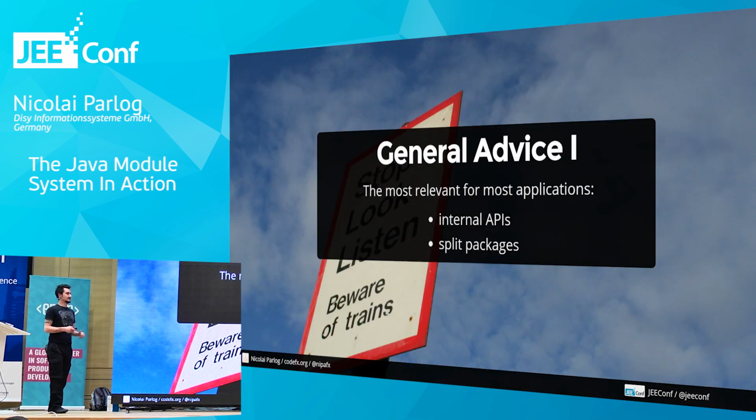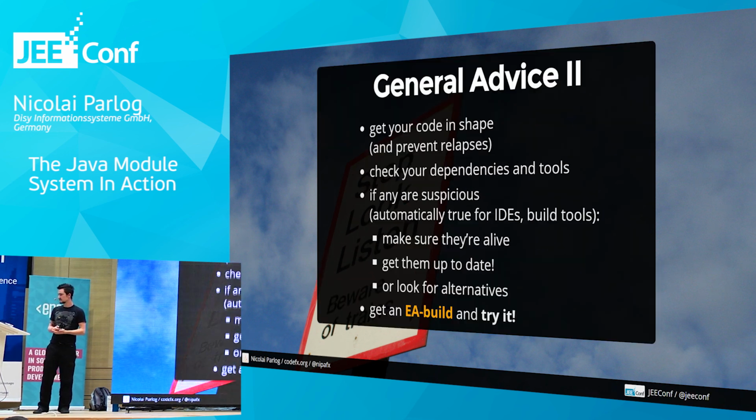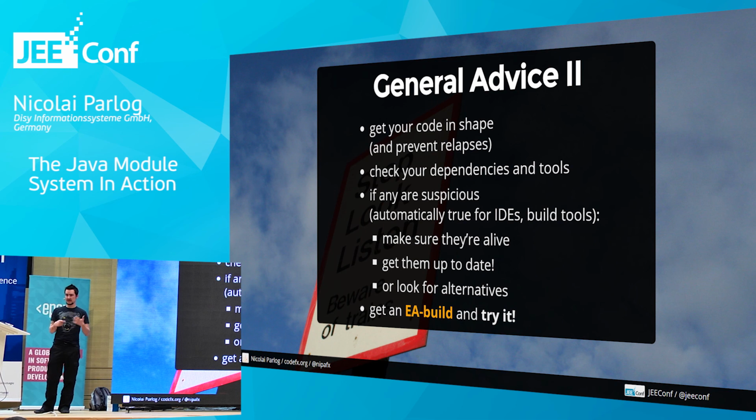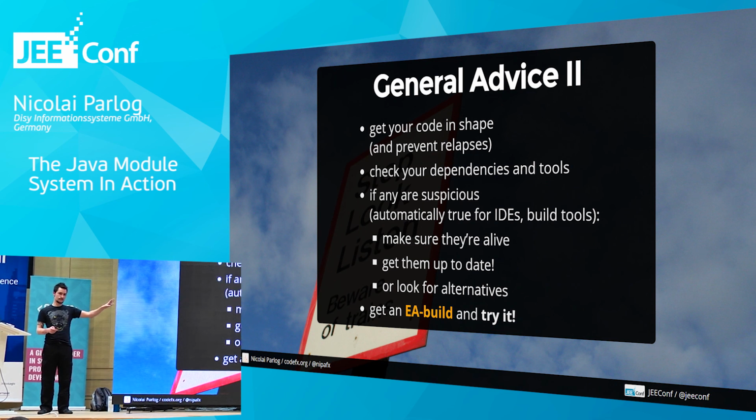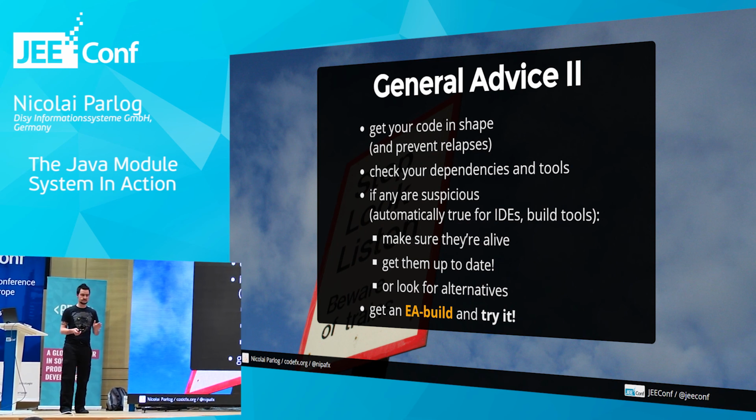Okay, so my general advice is these are the two things that you should worry about the most, I'd say. Generally, you should get your code in shape, you should check this and make sure that you're not violating any of these things, and you should also prevent relapses, if possible, by build tools and something similar. You have to check your dependencies and tools, and if any of them are suspicious, and tools mostly are, like all IDEs do fishy stuff with tools jar, which is gone, and other things, these will potentially break on Java 9. So, for example, you can't just take the current IntelliJ build and just launch it in Java 9, it just doesn't work at all.